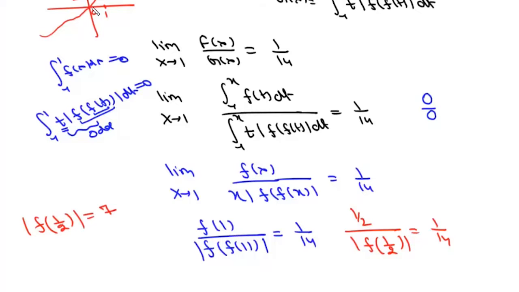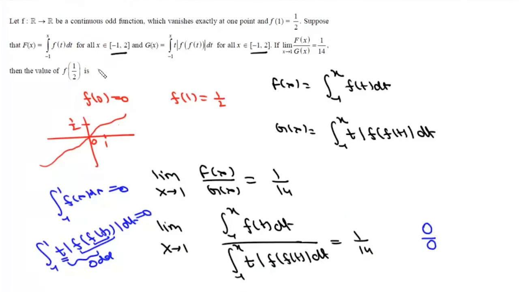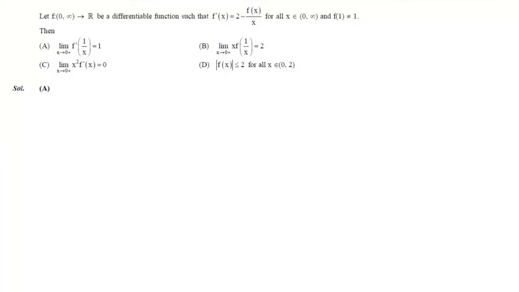Now since f(x) is positive when x is greater than 0, we can write f(1/2) is actually plus 7. The value of f(1/2) is 7, and that is the answer to this question. Now in the question we are given that f'(x) equals (2 minus f(x)) upon x for all x belongs to (0, infinity), and f(1) is unequal to 1, then which of the following is correct?